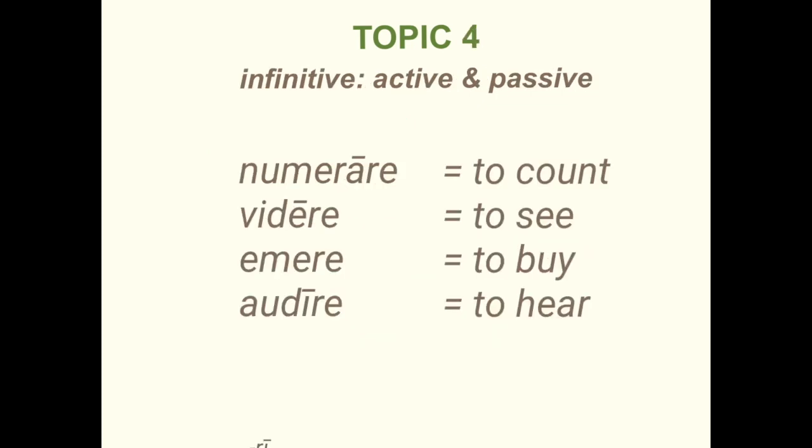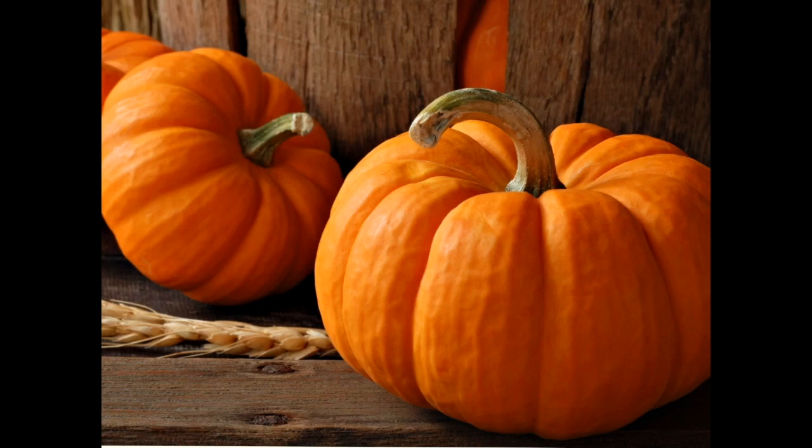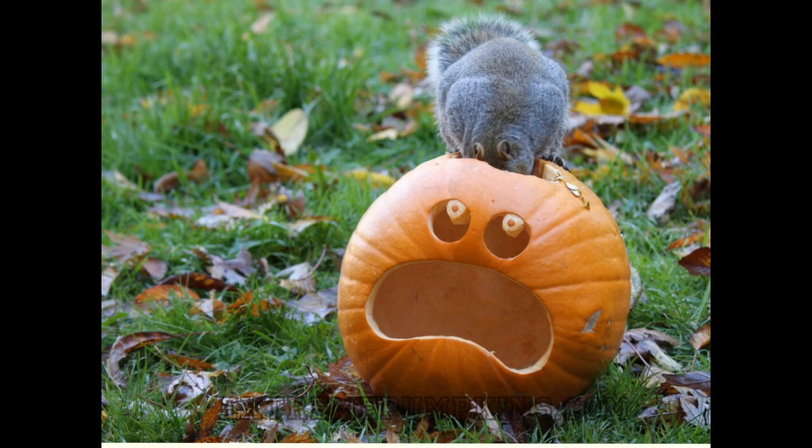Topic number 4, the infinitive, active and passive. We are very comfortable with the idea of the infinitive at this point. Numerare, videre, emere, audire. These are the 4 verb families that we've seen many times up to this point. You may recall that we have compared the infinitive to a raw vegetable, meaning that a vegetable that hasn't been sliced or diced yet. The possibilities, therefore, are endless.